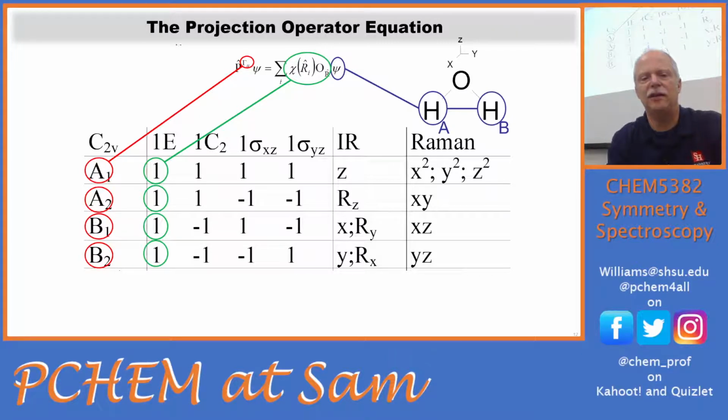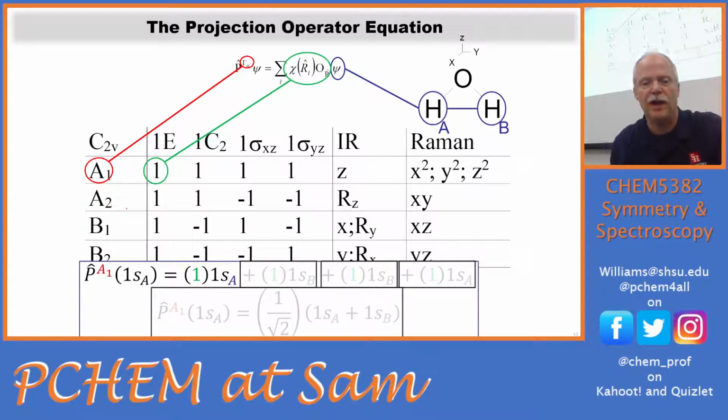So this is actually the equation for the projection operator. We have the projection operator for a particular symmetry, so that's going to be the A1, A2, B1, or B2, operating on the wave function. So this will be like the atomic orbital wave function, the 1s orbital, and then we're going to add up all of those characters under each operation times that wave function. So this is just kind of telling you what we're doing. The wave functions are the 1s orbitals on the hydrogens. These are the characters in the character table, and we're doing this for each row of symmetry.